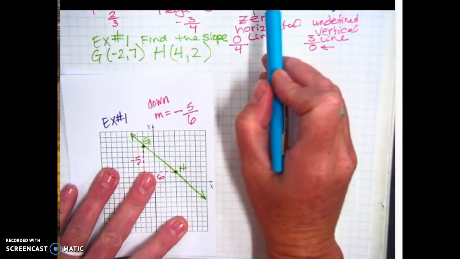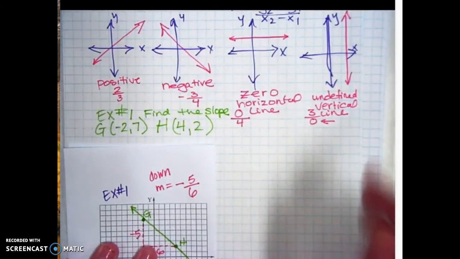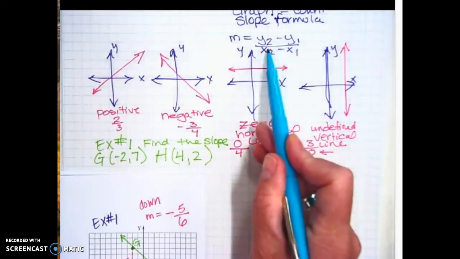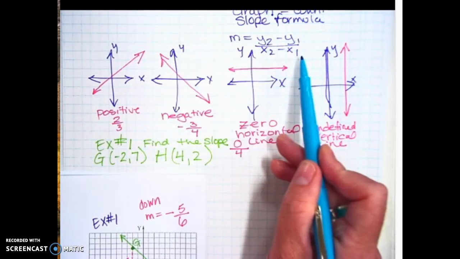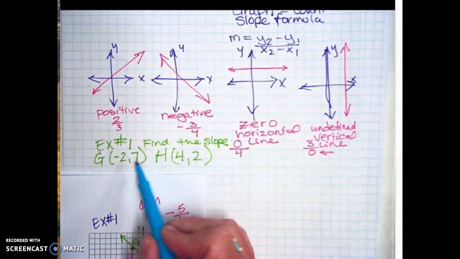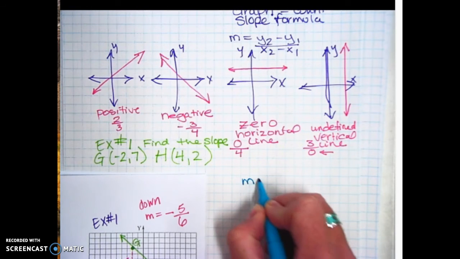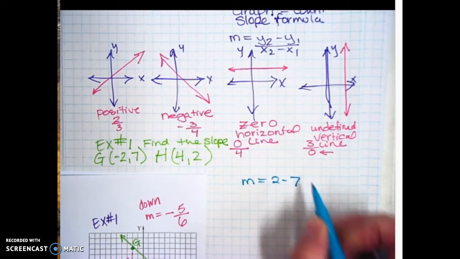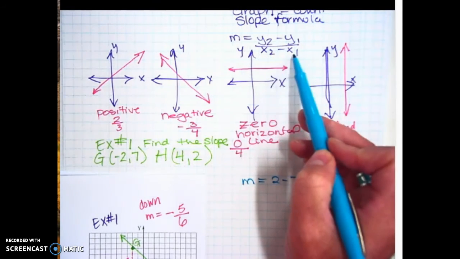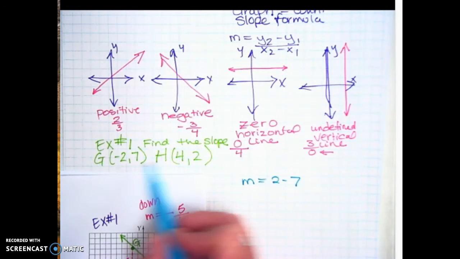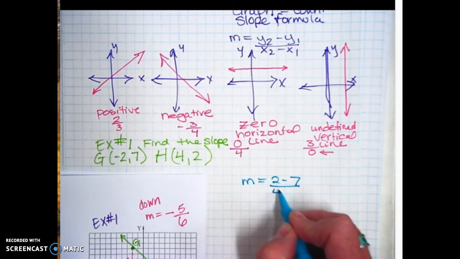Algebraically, we're going to use that formula: y2 minus y1 over x2 minus x1. So we're going to say 2 minus 7 over the x's subtracted. So 4 minus -2.